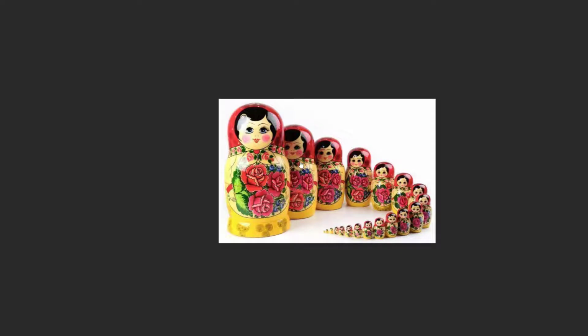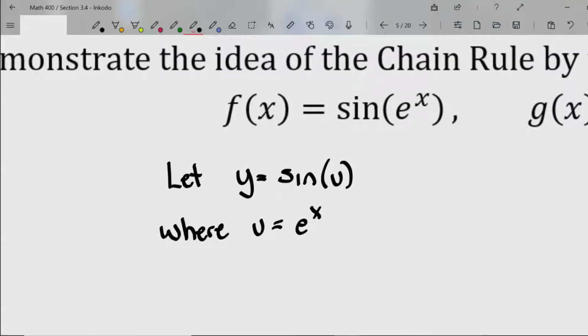Every time you open one, there's another smaller one inside of it, and you can just keep opening them all the way through that process. That's exactly what you're doing here. You have this outermost function, and you open it up, and there's a function inside of it. And you open that up, there's a function inside that, and so on and so forth down the line. So this right here is like our outer nesting doll, and then this is the doll that's inside of it.